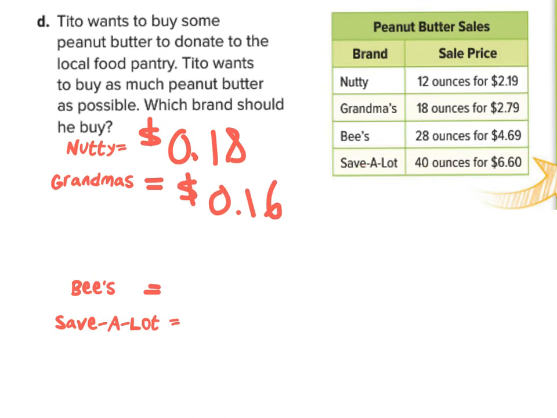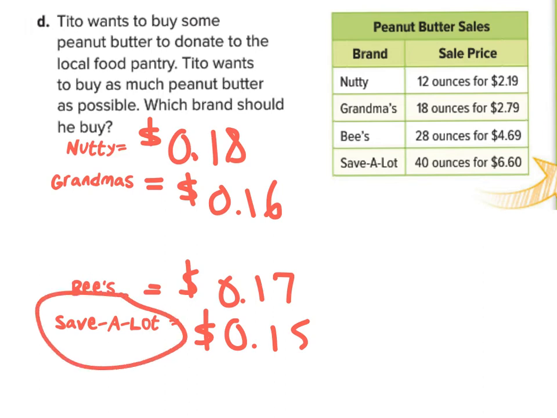For the sake of time, I will not show my work for B's and Save a Lot. I will simply put my answers, and you can compare it to your answers. If you have any questions regarding these answers, please ask in class. For B's, after my calculation, I got 0.1675, which would round to 0.17, so 17 cents. And for Save a Lot, I got exactly 15 cents. So clearly, Save a Lot would be our cheapest option.